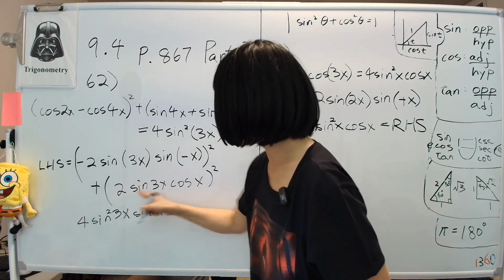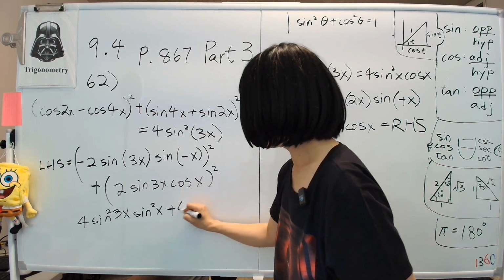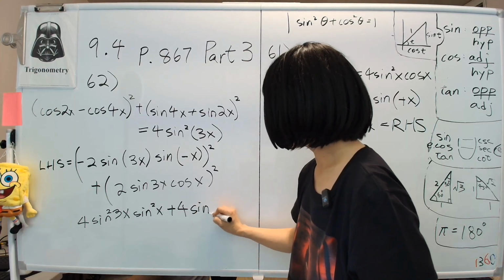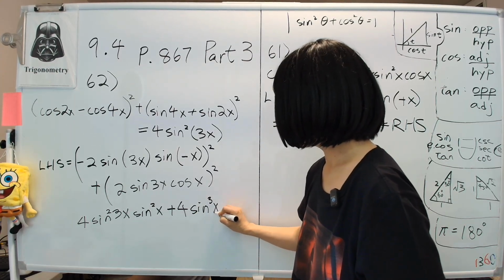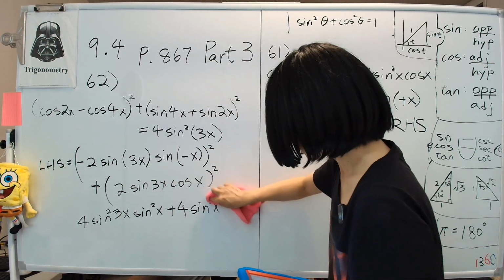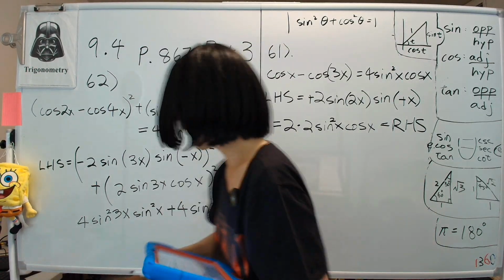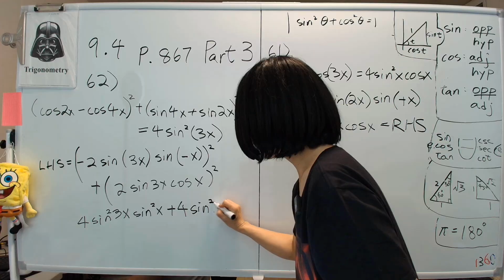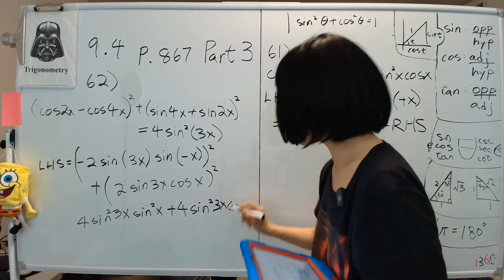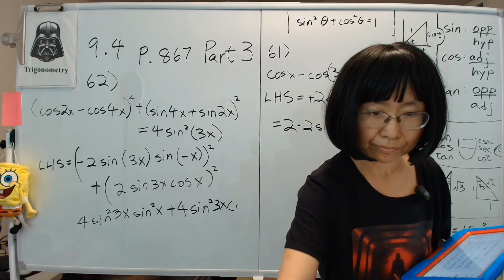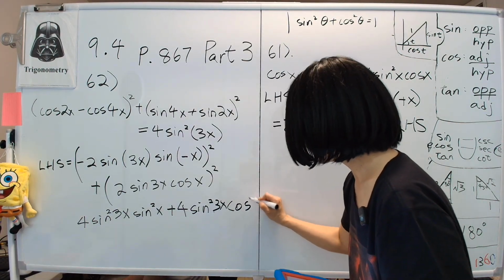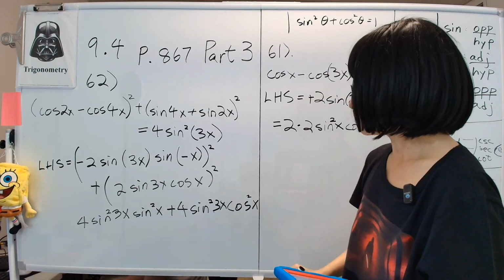And then the second part, similarly, plus 4 sine squared 3x, which got squared, and then cosine squared x. All right, so far so good.